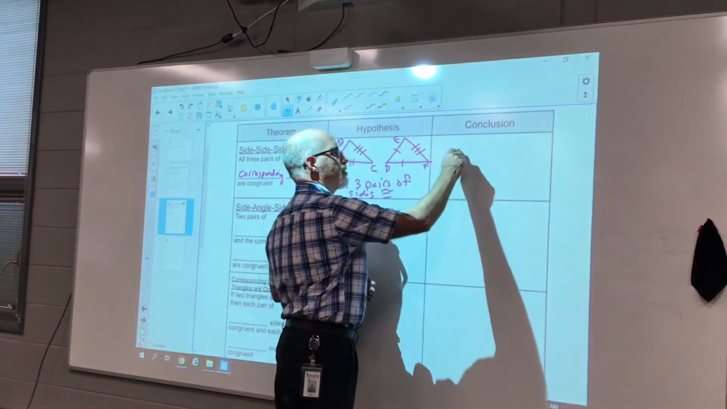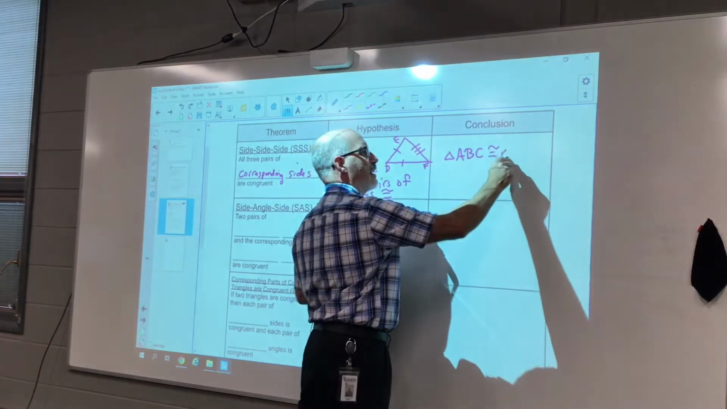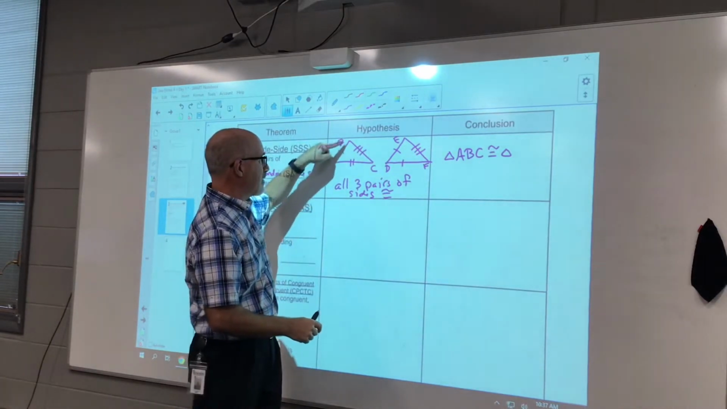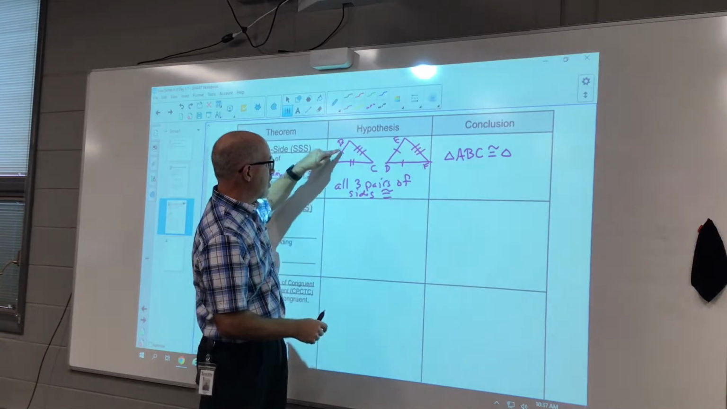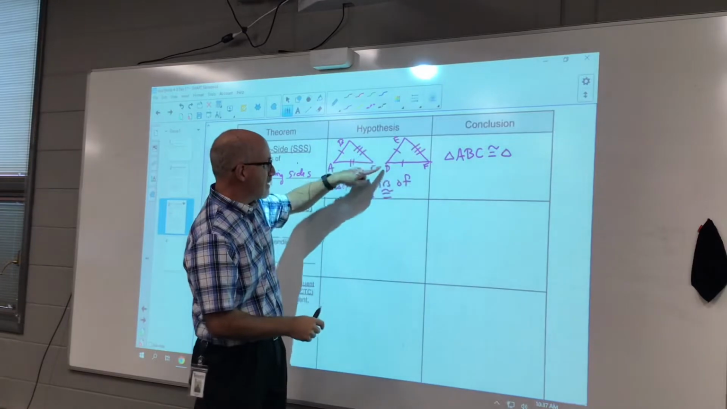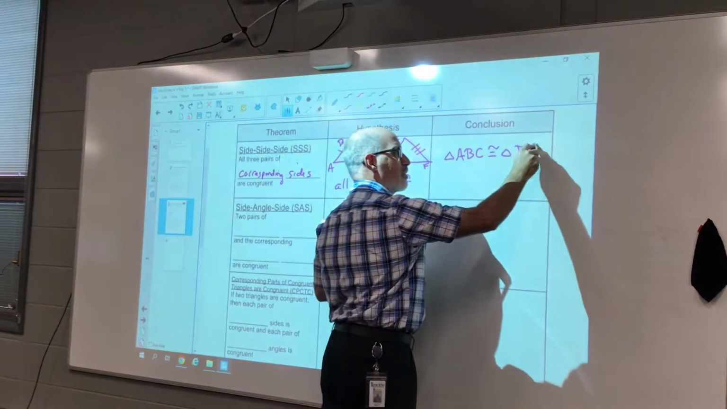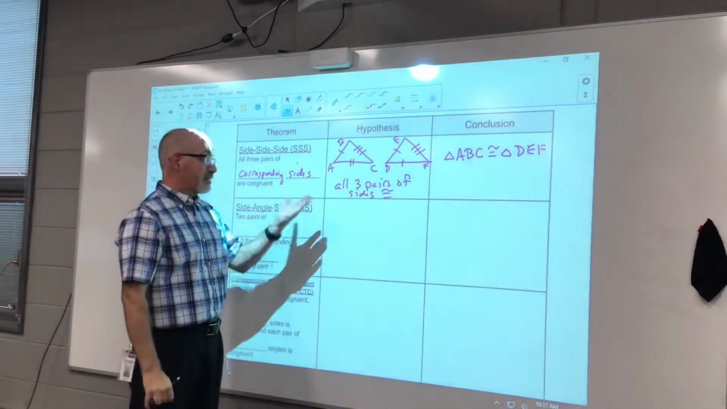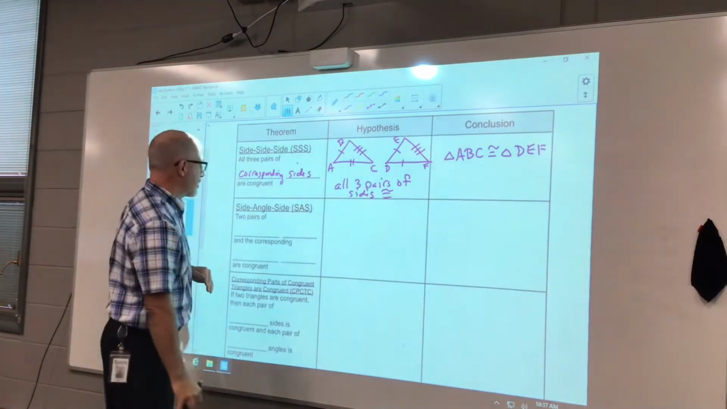So we can say that triangle A, B, C is congruent. Now we've got to do it in the corresponding manner. If I go from A up to B, I've got to follow along here the same direction. So I'm going along the single tick mark up to the one toward the 3. So it's going to be D, E, and F. You got to make sure those letters are in order, okay, for doing that. Now that's the first one. All three pairs of sides congruent, then our triangles are congruent.